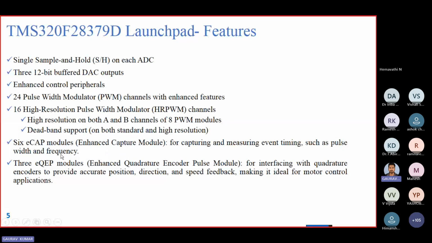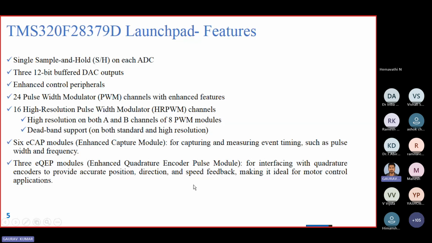Then the last is three eQEP modules, enhanced quadrature encoder pulse modules. If we consider some motor control unit or some devices which have rotating features like direction and speed, they have a pre-installed quadrature encoder module. So with the help of the eQEP module, we can communicate from our C2000 microcontroller's eQEP module to their eQEP module devices. It basically sends the position, direction, and speed of the motor control unit. Moving to the next slide.